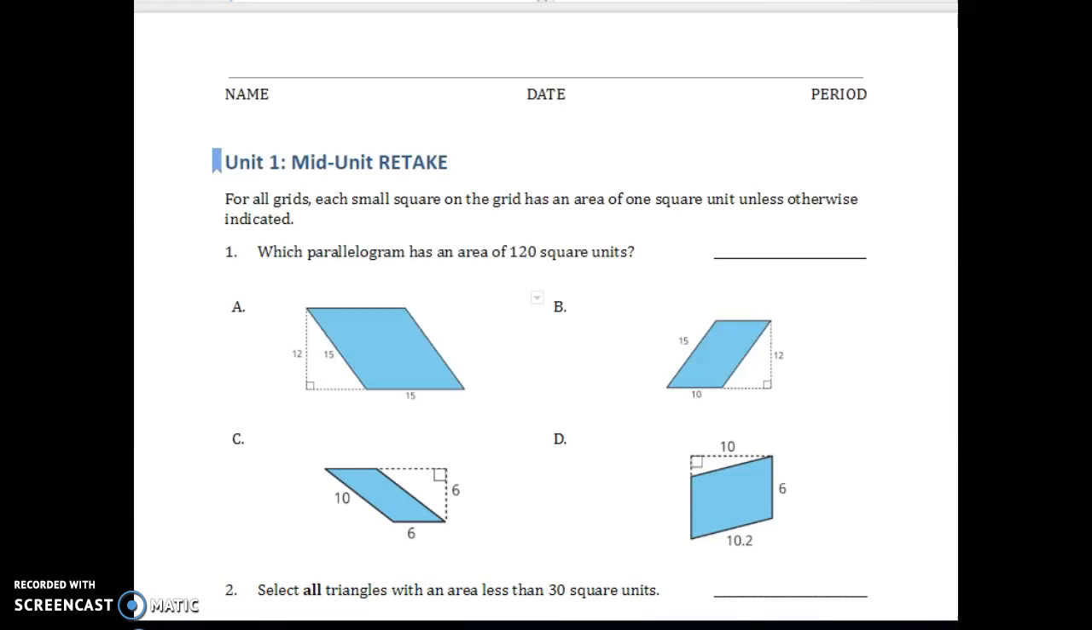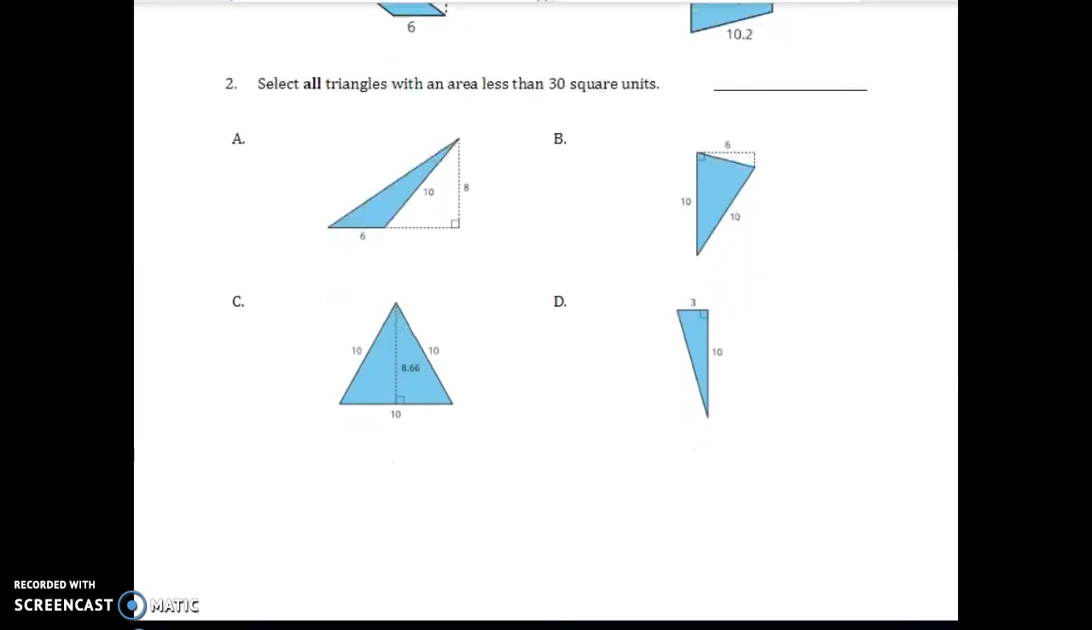Unit 1, Mid-Unit Retake. For all grids, each small square on the grid has an area of 1 square unit unless otherwise indicated. Question 1. Which parallelogram has an area of 120 square units? Question 2. Select all triangles with an area less than 30 square units.